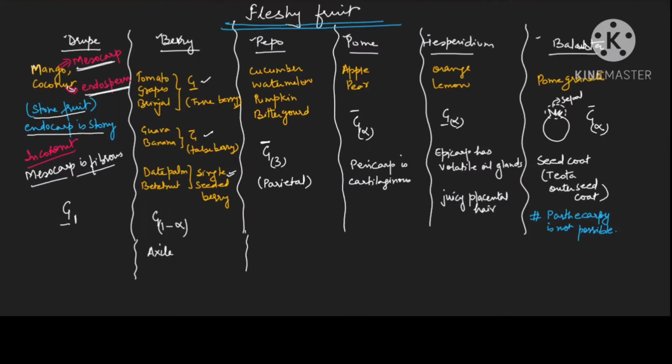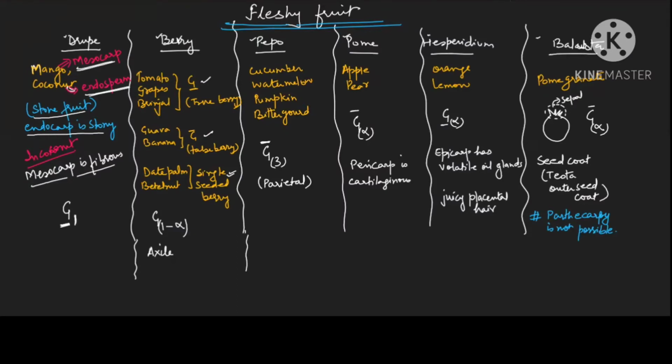So in coconut, the edible part is endosperm, and the ovary is superior. Ovary is superior with one carpel only. So when you think of the drupe fruit, think of the two examples only, mango and coconut. Clear, beta? Now come to the berry.